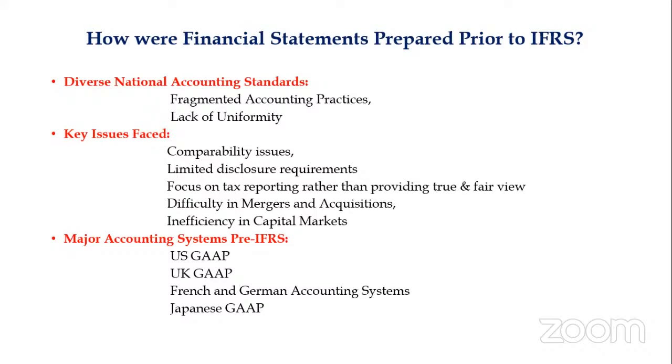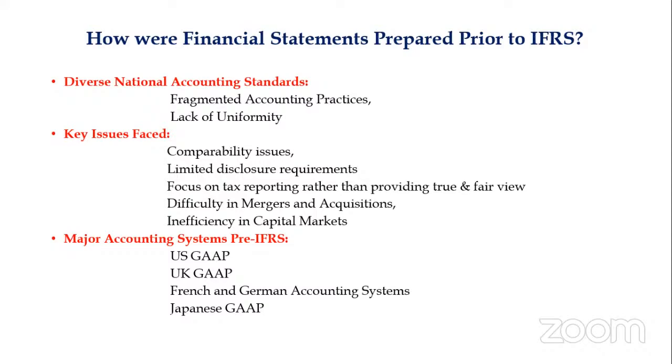This variation in accounting standards, technically known as fragmented accounting practices, led to a lack of uniformity in the preparation of financial reports. When there is a lack of uniformity, we cannot compare the financial statements. Assume that I am a global investor. I want to make an investment in the US, or in European countries. I don't know what the accounting standards or financial reporting practices of the UK or other countries are. When I don't know, my decision may go wrong. That is the reason the IASC, the International Accounting Standards Committee, felt the need to harmonize accounting standards in the year 1973 itself.